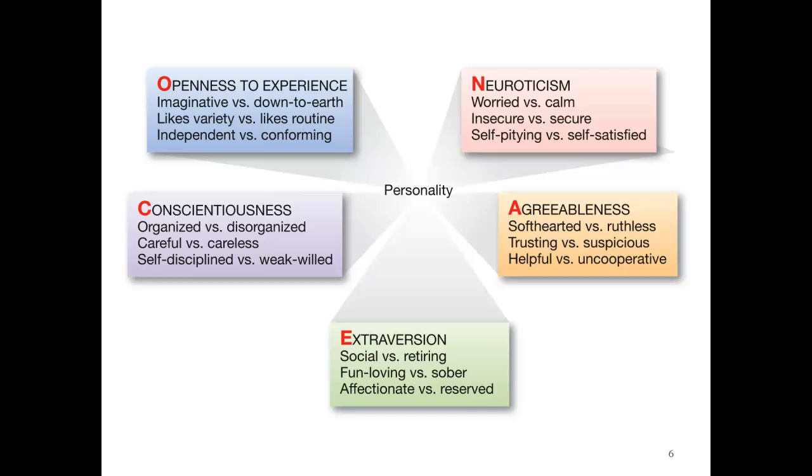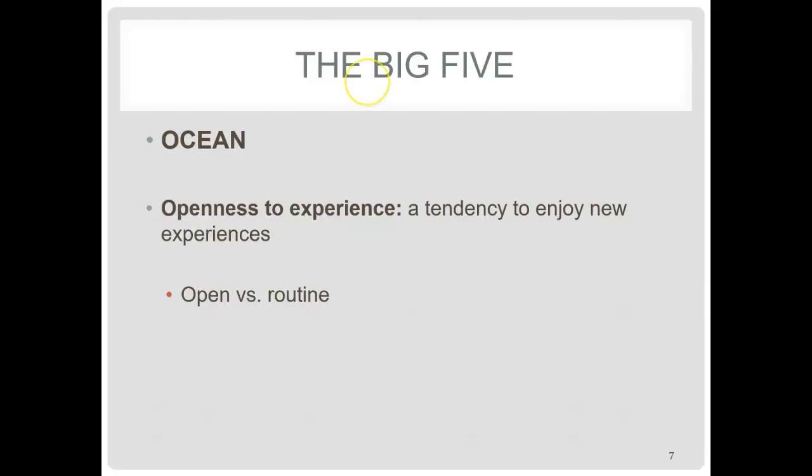I really encourage you to take the Big Five inventory because you learn a lot about yourself, I think. So, the Big Five. Use the acronym OCEAN. So O is openness to experience, C is conscientiousness, E is extroversion, A is agreeableness, and N is neuroticism.